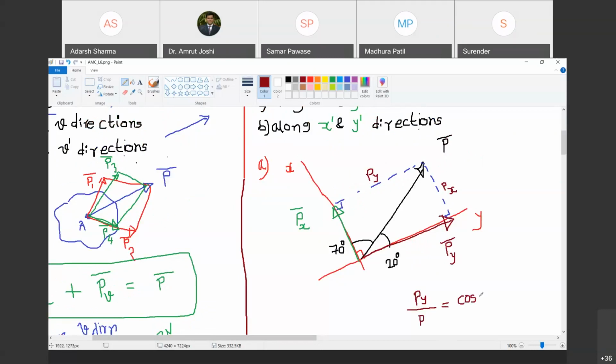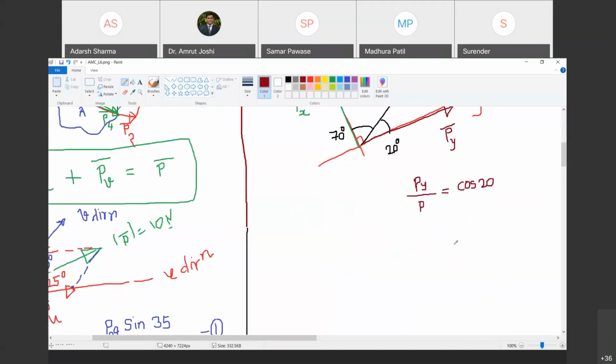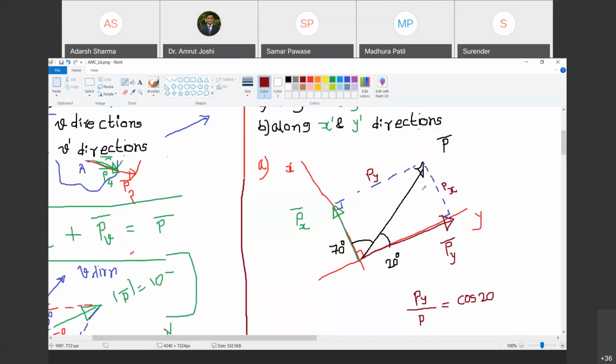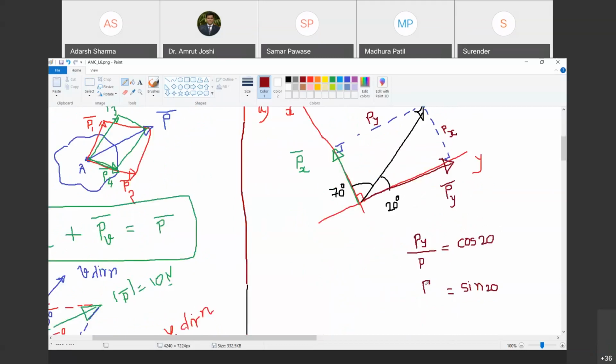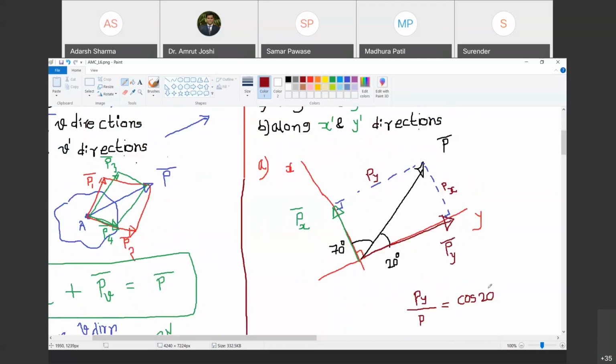Do you agree with me? Yes, sir. If I ask you what is sine of 20 degree, what should I write? Px upon P. So can you tell me what is Py and what is Px? Py now becomes P cos theta and Px now becomes P sin theta. Do you agree with me? Yes. P cos 20 is Py and P sin 20 is Px.